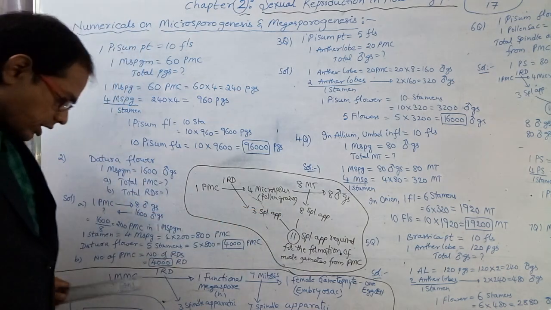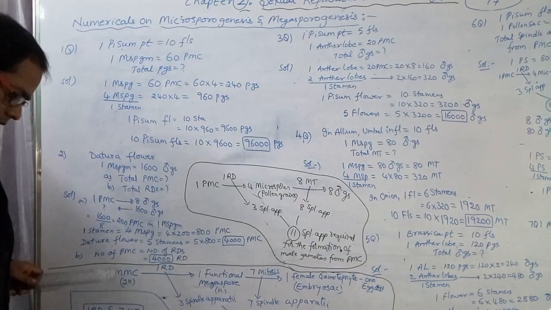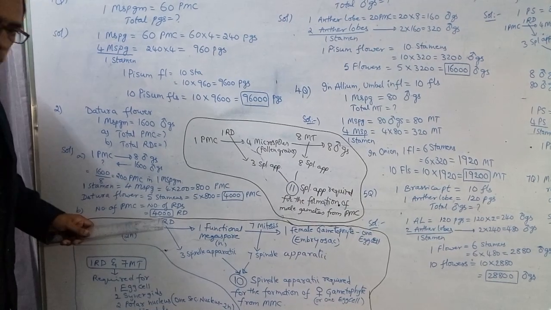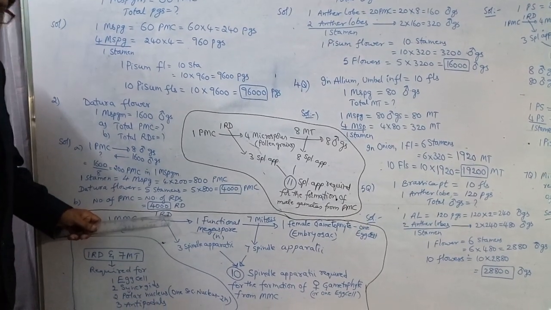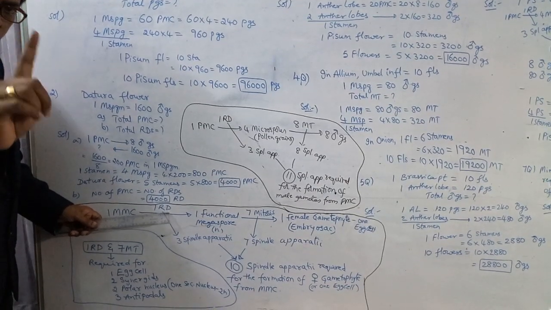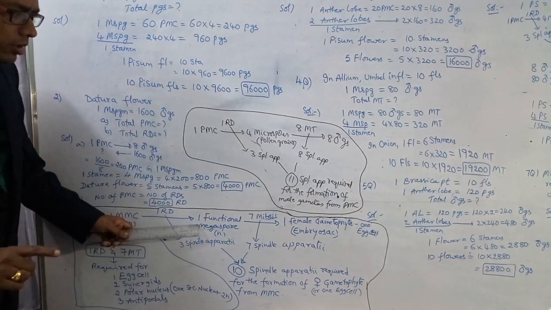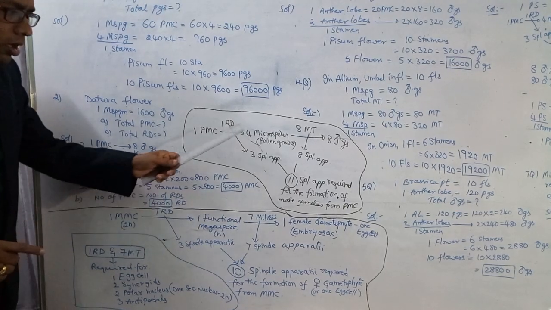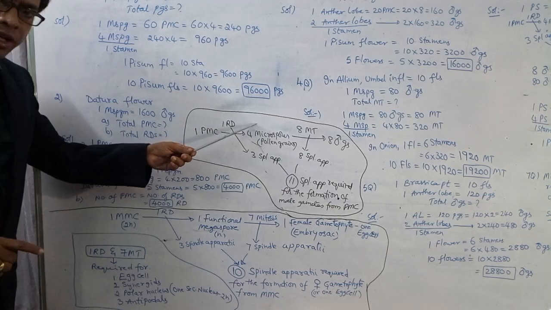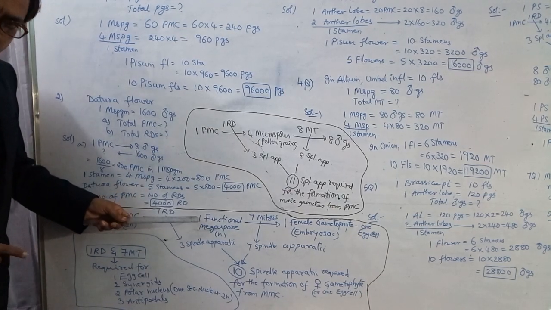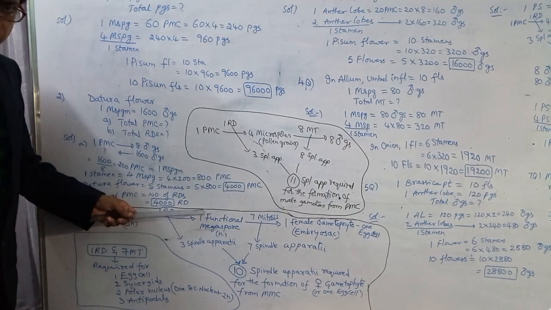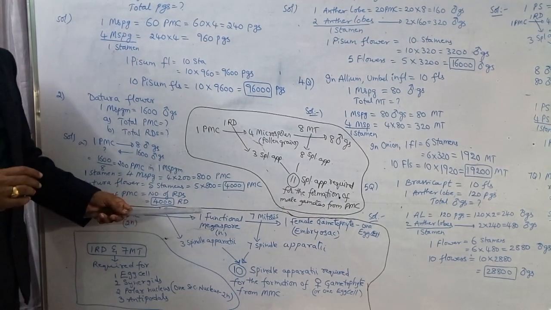Like that, megasporogenesis. One MMC, that is megaspore mother cell, undergoes reduction division and produces 4 megaspores. Out of 4 megaspores, only 1 megaspore is functional. Try to remember: here 4 microspores are produced, 4 microspores are functional. Here 4 megaspores are produced, only 1 megaspore is functional. That is the major difference. Try to remember it, my dear students.